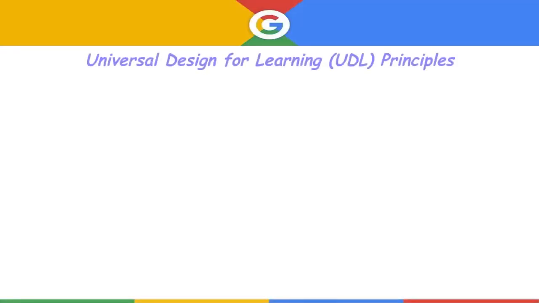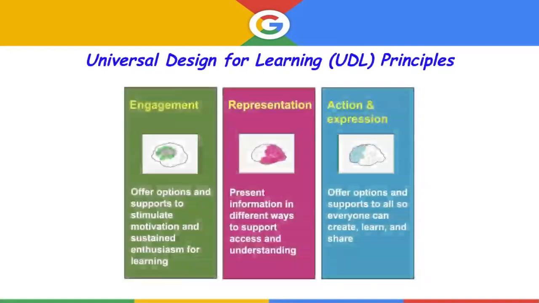The learner choice board is quite good because it fits into the UDL principles. The 3 UDL principles are engagement, representation, and action and expression. The principle of engagement looks at the why of learning, so it offers options and supports to stimulate motivation and sustain enthusiasm for learning. Within this example, the learner choice board covers different aspects of the UN Sustainable Development Goals. So the why of learning about these goals is because it impacts everyone on the planet, and everyone has a responsibility to attain these goals.